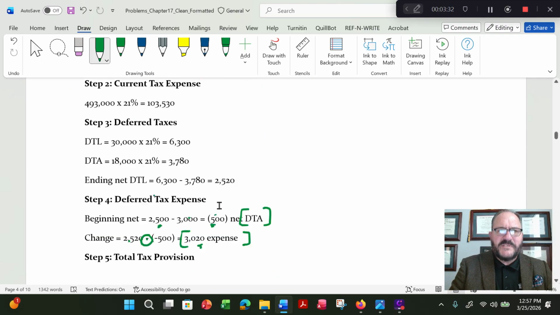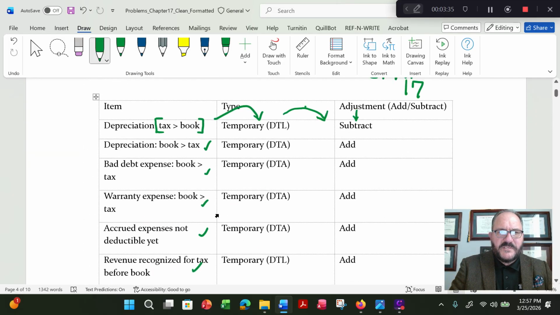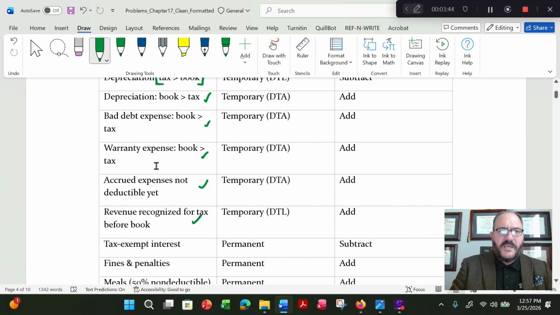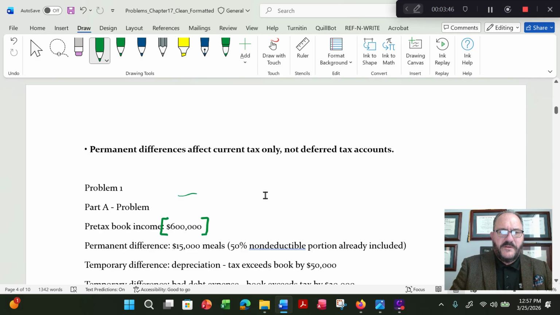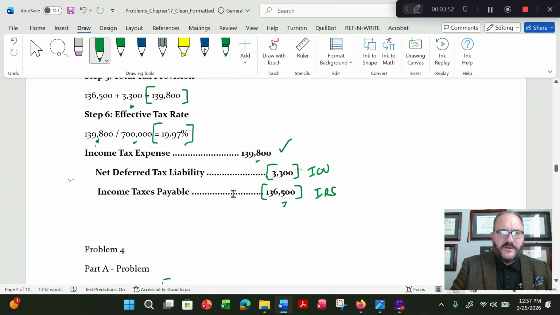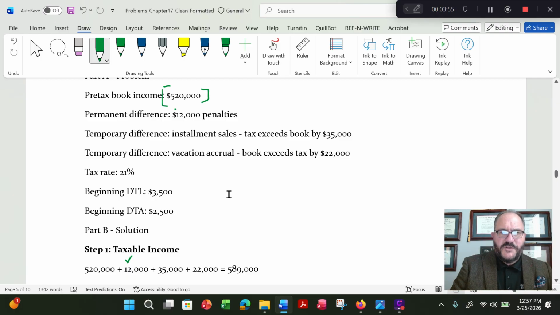We had mentioned installment sales before. So let's see installment sales. Revenue recognized for tax before book, that would be the installment sales, and it says to add them. So we're going to wind up adding this back, this 35,000 right here. And we have vacation accrual. Book exceeds tax by 22. Again, we accrued this, but we can't take it out for tax. So those are both going to be added. So now we're at 589.